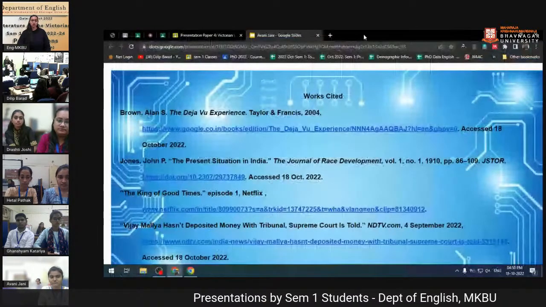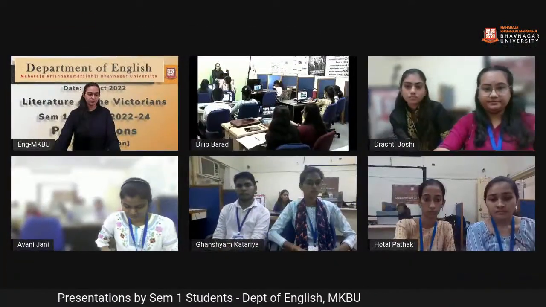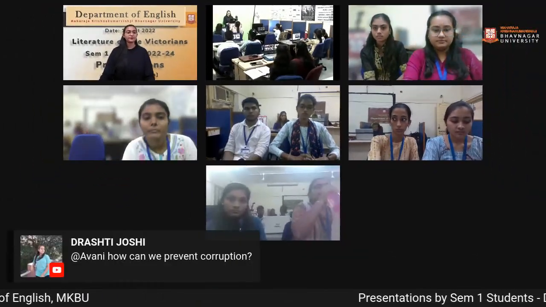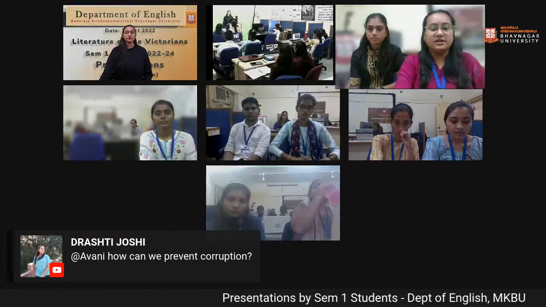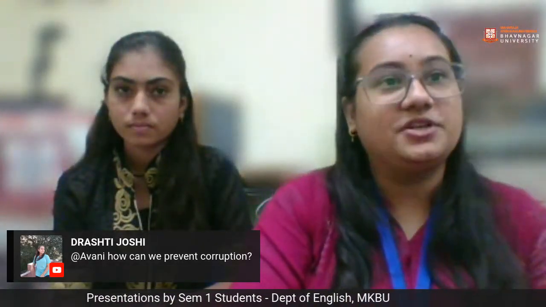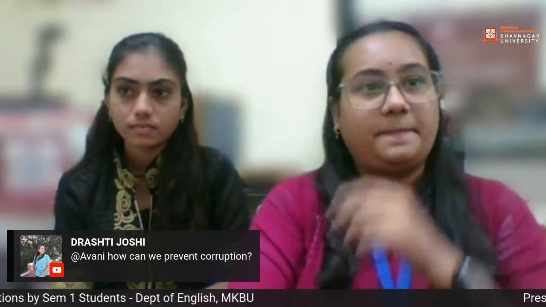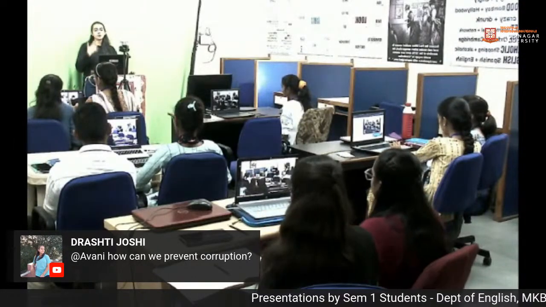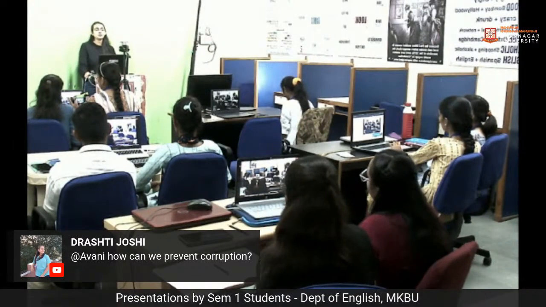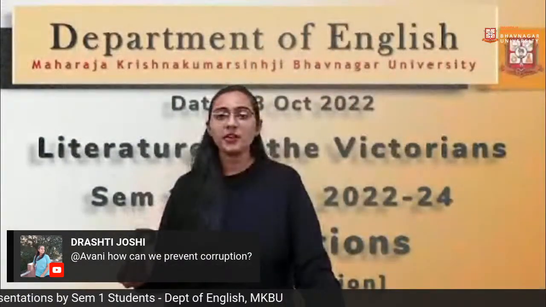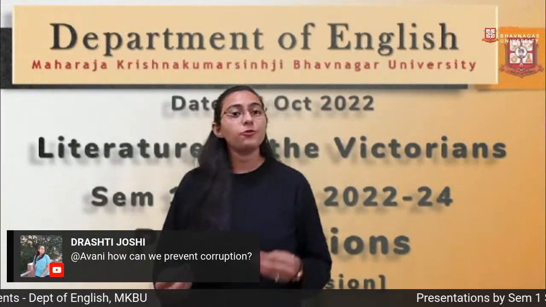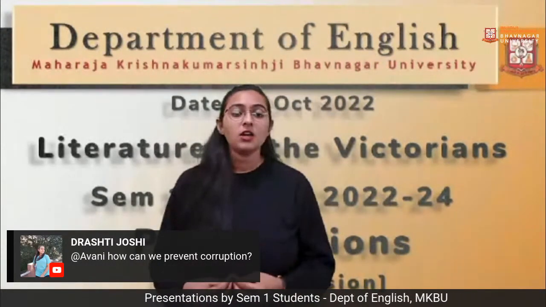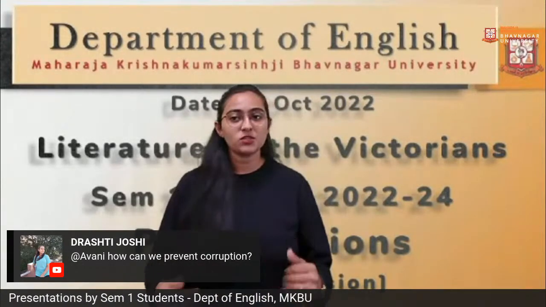Is there any question? Yes, Avani, how can we prevent corruption? I don't think I can say much about it, but from my point of view, we can prevent corruption just because we are the givers and we are the takers. If we don't take money, then corruption won't be there. So it starts from us. We blame society, but we are the society. That is the answer. Thank you.